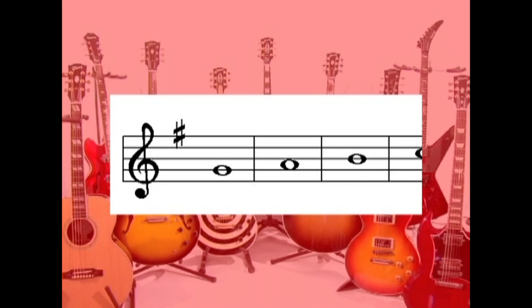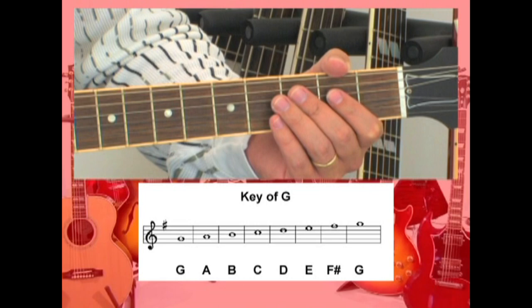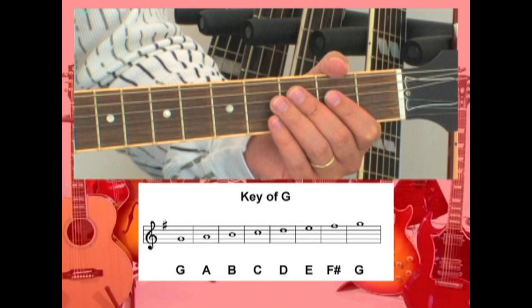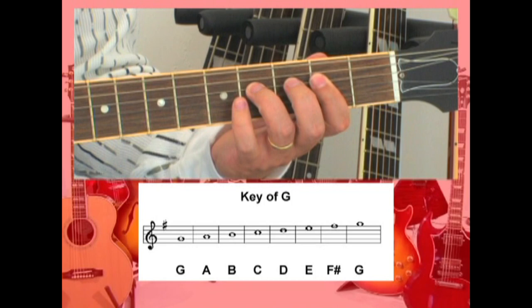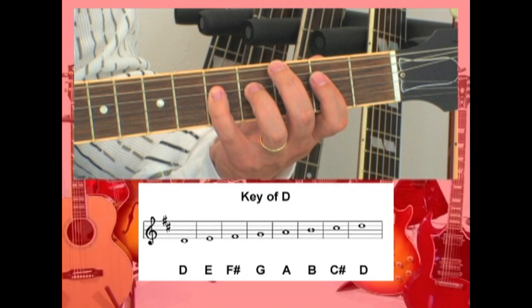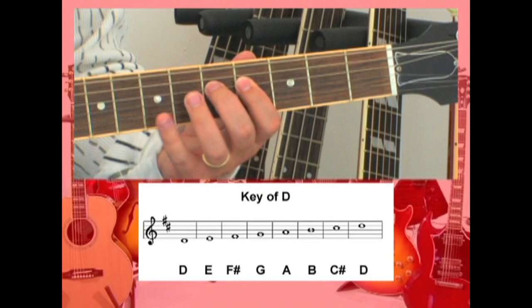For example, one sharp note in the key signature tells us that the music is in the key of G because the G scale only uses one sharp. G, A, B, C, D, E, F sharp, G. A key signature with 2 sharp notes indicates the key of D, which uses the notes D, E, F sharp, G, A, B, C sharp, D. The key of A uses 3 sharps, the key of E uses 4 sharps.